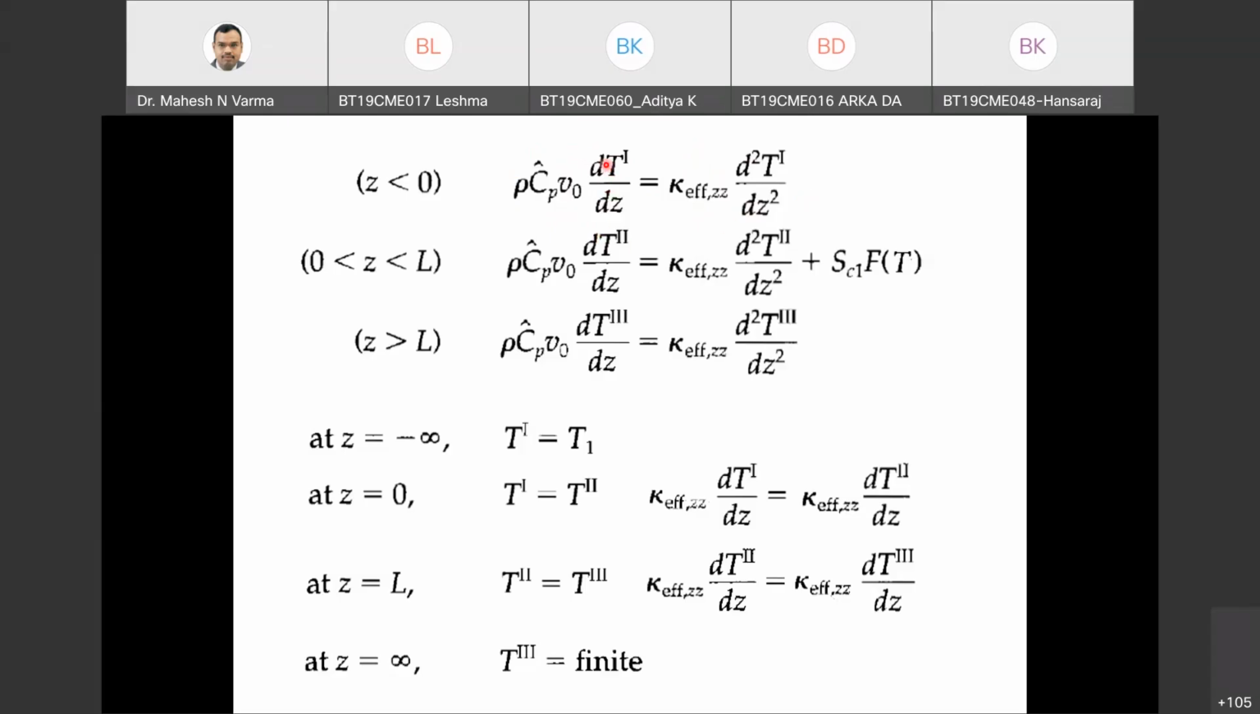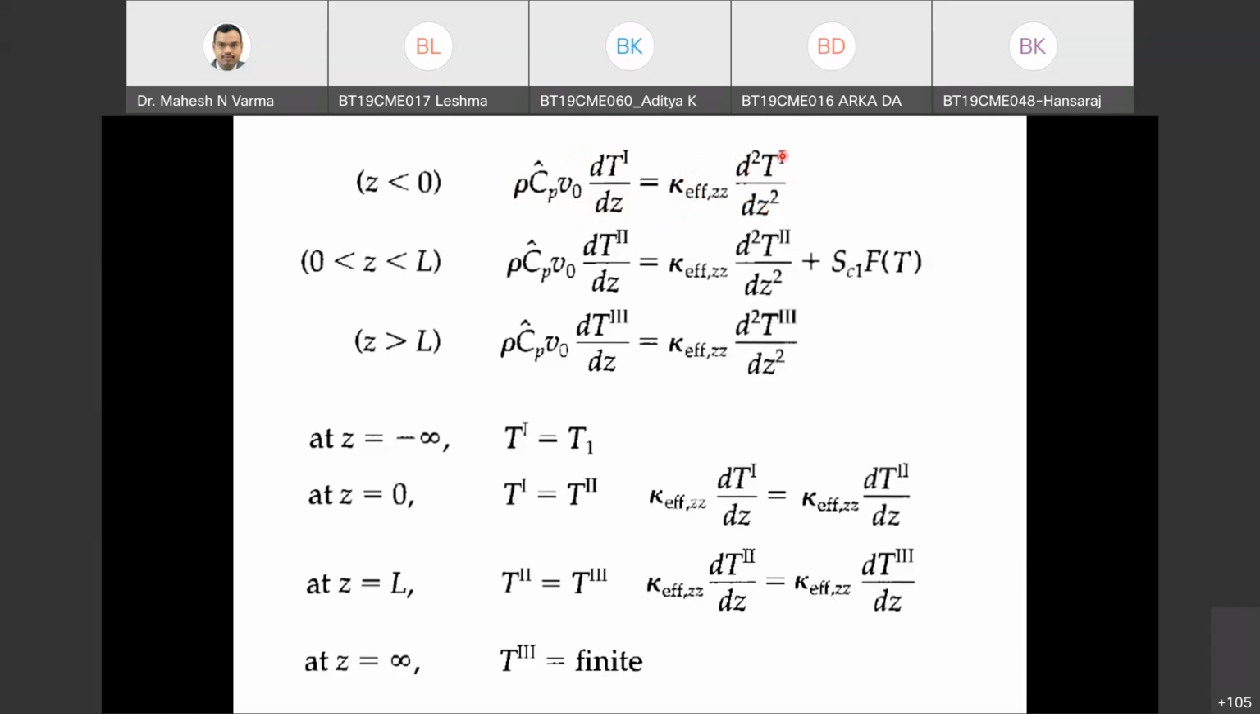So this term is a representative of convective heat flux. You can see this V0 velocity is there, rho Cp into T is there, rho Cp into T into V0, and how this convective flux is changing in the Z direction. So this is the representation of convective heat flux, while this, d by dz of K into dT by dz, is the representation of conductive heat flux.